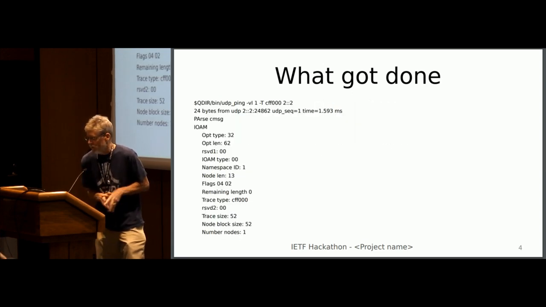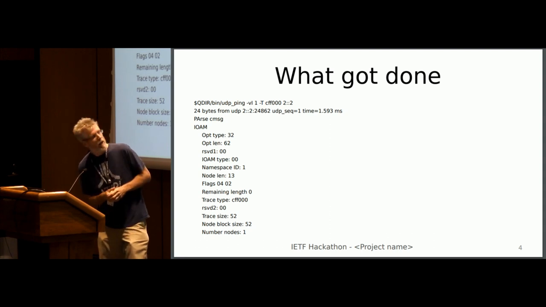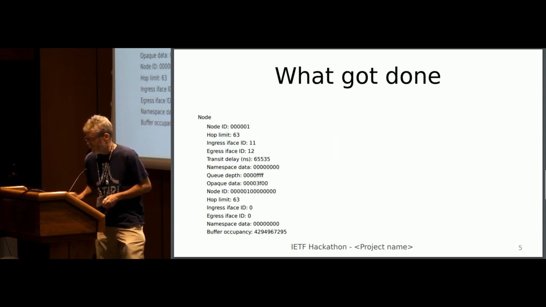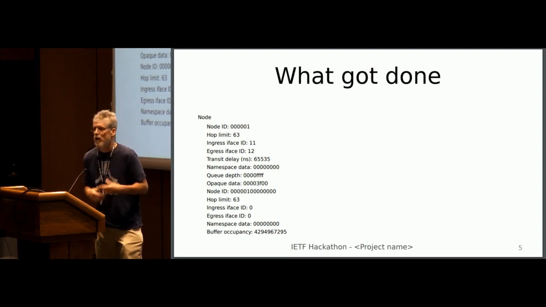So the way this works, for what we did, we ping a remote host and add a few options. And as you can see, we got some response back. And we parsed the IOAM message that we got back. And sure enough, the router filled it in. More interestingly is the node information. This is directly from the IOAM draft, various pieces of information. So we have the ingress interface, timestamps, transit delay, things like that. So there's quite a bit of information that we could potentially gather from the network in this fashion.